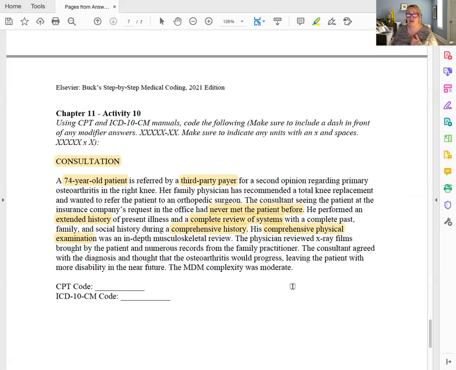The last two things are that the consultant sent a response to the original requester and did not take over care. So here we have the consultant agreed with the diagnosis and thought it was osteoarthritis, that it would progress and leave the patient with more disability in the future. Again, this is more of a summary of the visit, not the visit itself. So we can only presume that the rest of that for a consult was in fact reviewed. And the medical decision-making here is moderate.